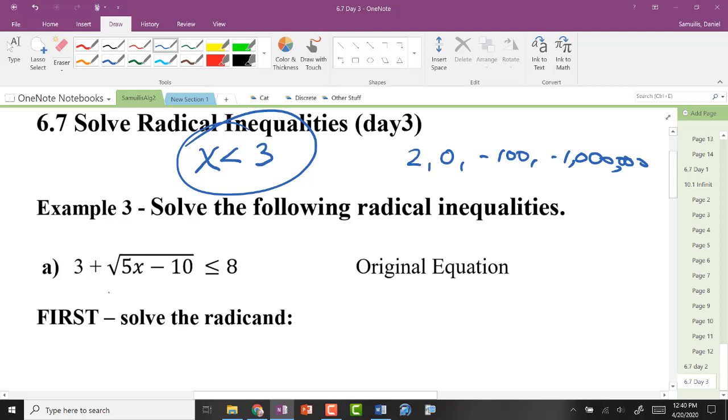But when we're dealing with radicals, there's two issues that come up. First of all, we want to be able to find the values of x that will make this whole quantity less than or equal to 8.